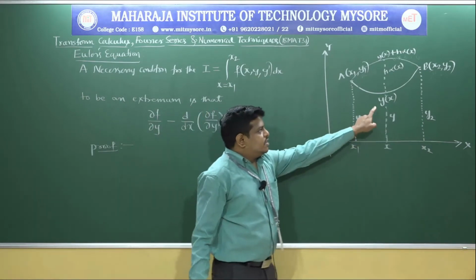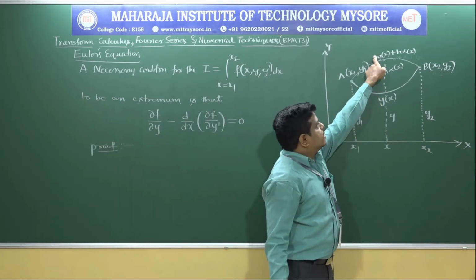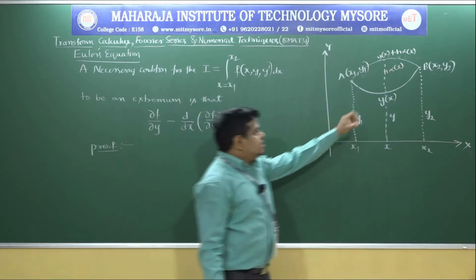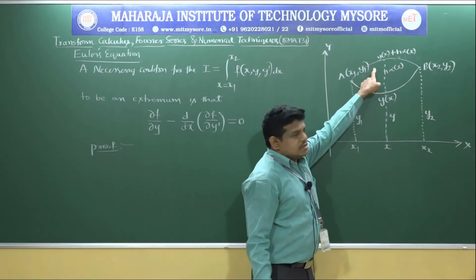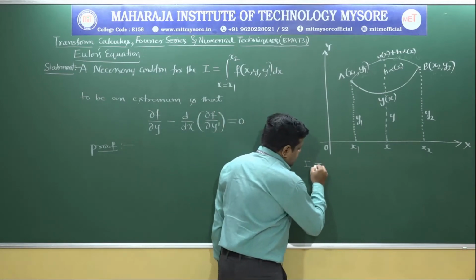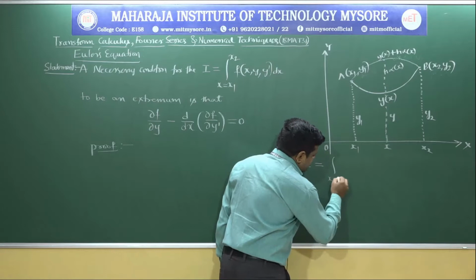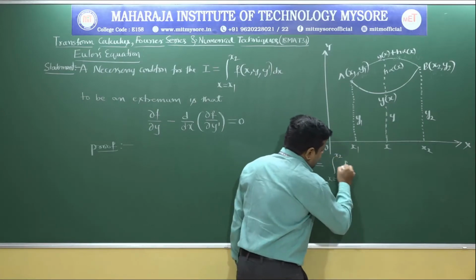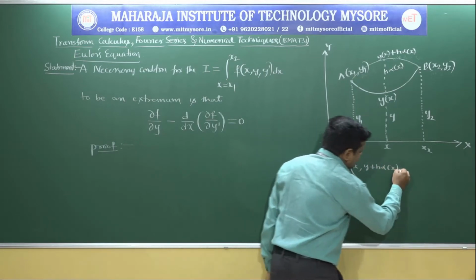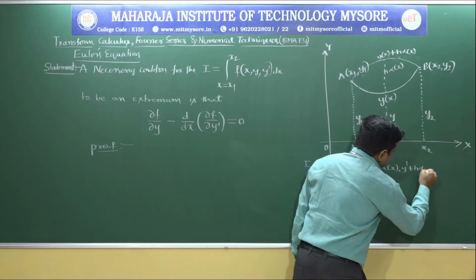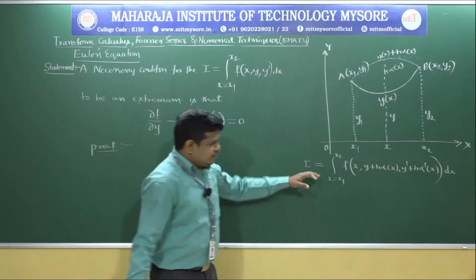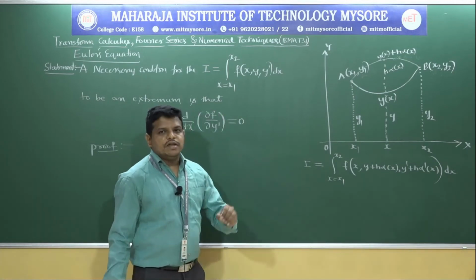Next, just observe the given curve y of x and the neighboring curve y of x plus h into alpha of x. When h equals 0, these two curves coincide with each other. That is, the integral I is given by x running from x1 to x2 of f of x, y plus h into alpha of x, y dash plus h into alpha dash of x, dx, and the curves coincide when h equals 0.